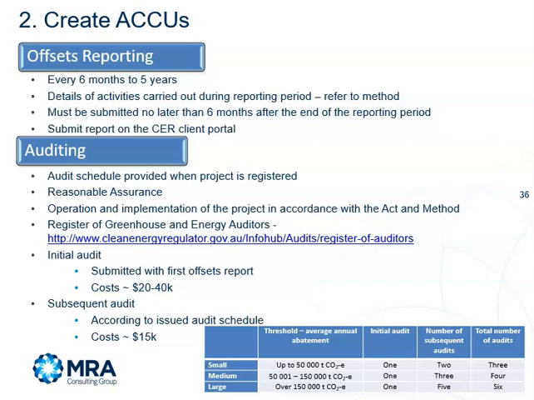Initial audits can cost anywhere between $20,000 to $40,000, depending on the scale and complexity of the project, while subsequent audits may be around the $15,000 mark. Note that audits are not funded by the regulator. Project proponents or their partners are responsible for commissioning audits. Proponents will need to appoint a registered greenhouse and energy auditor. You can find a list of this on the CER website.